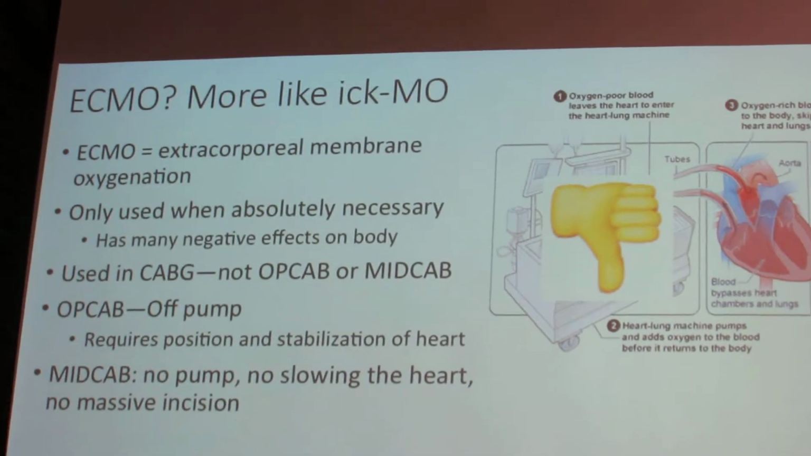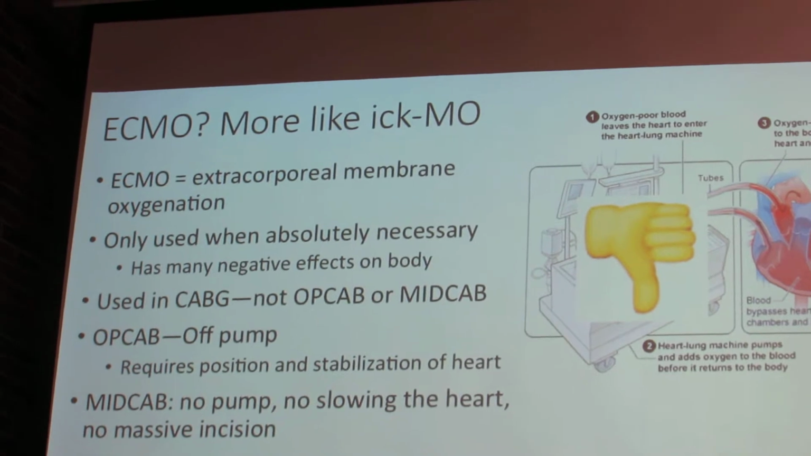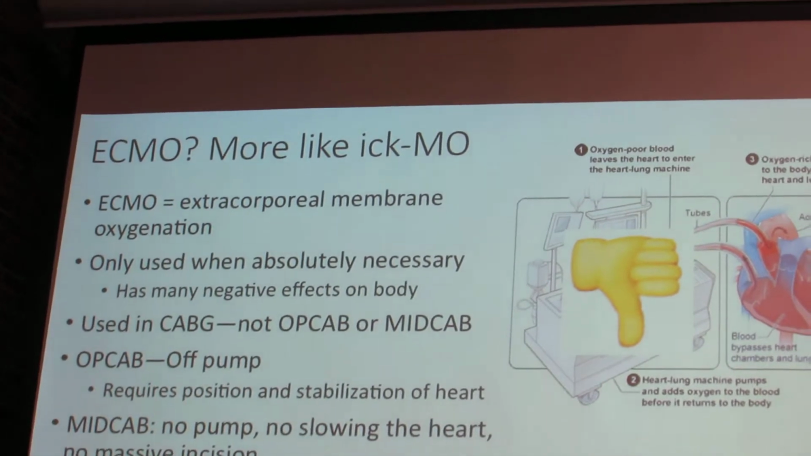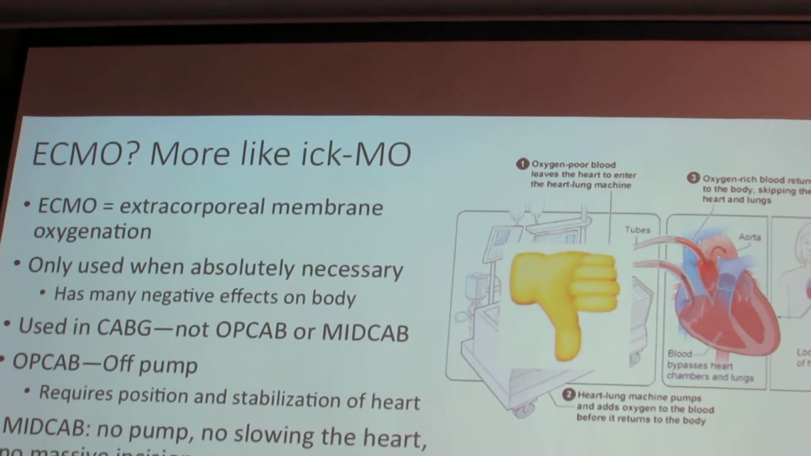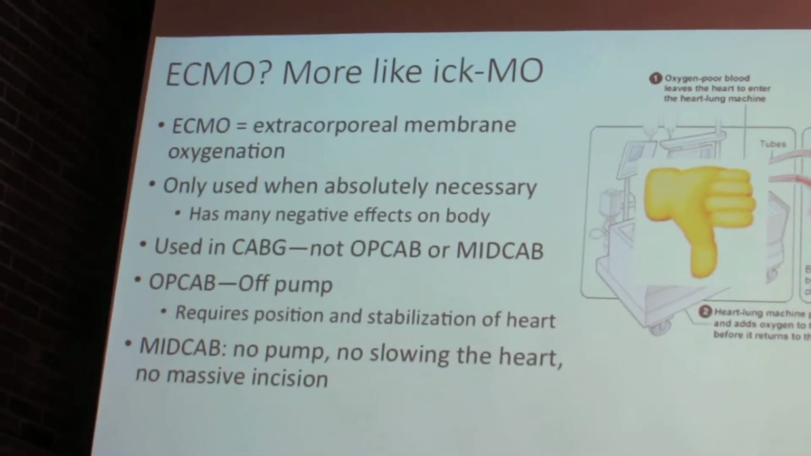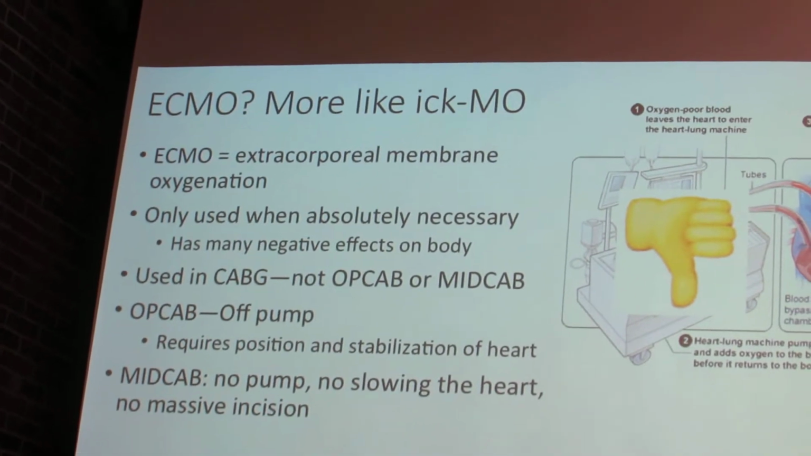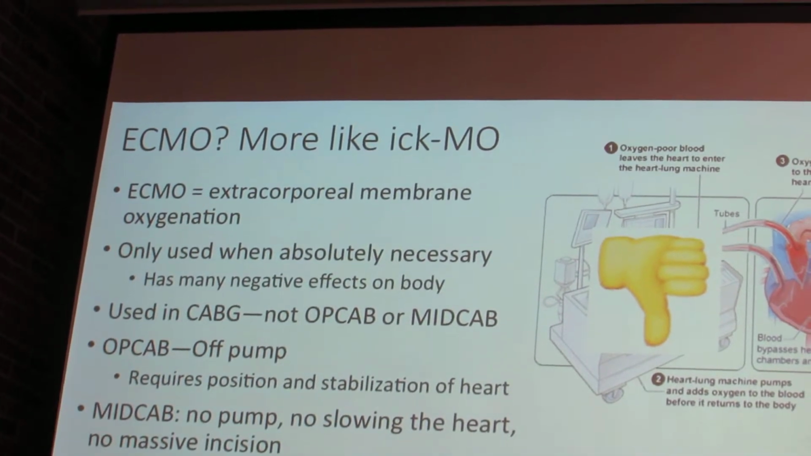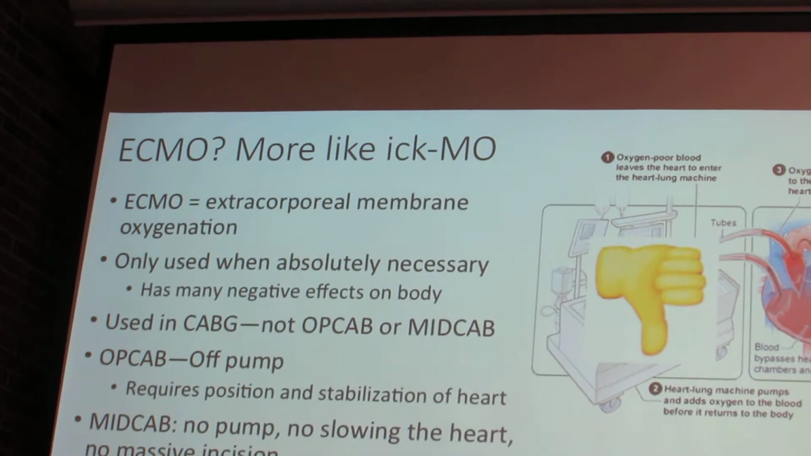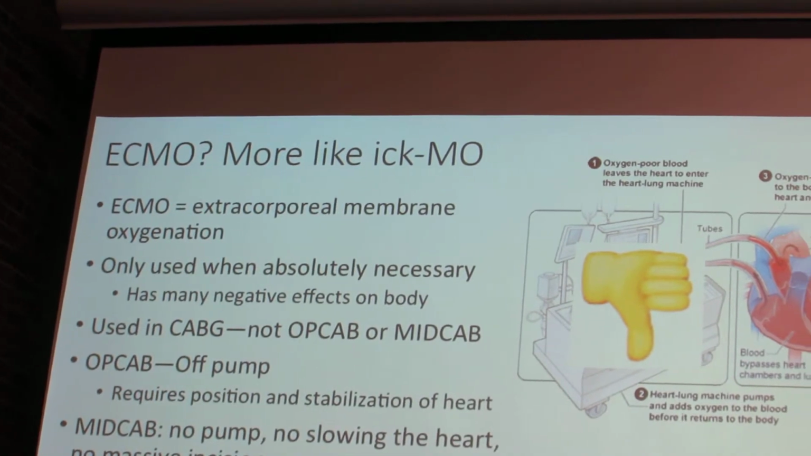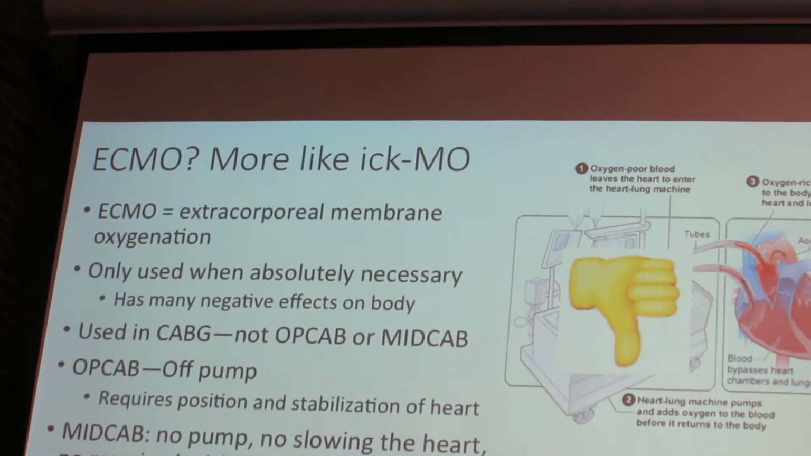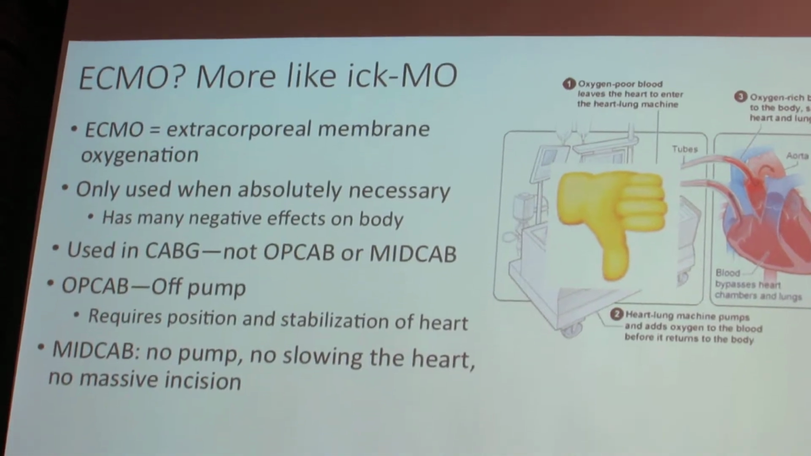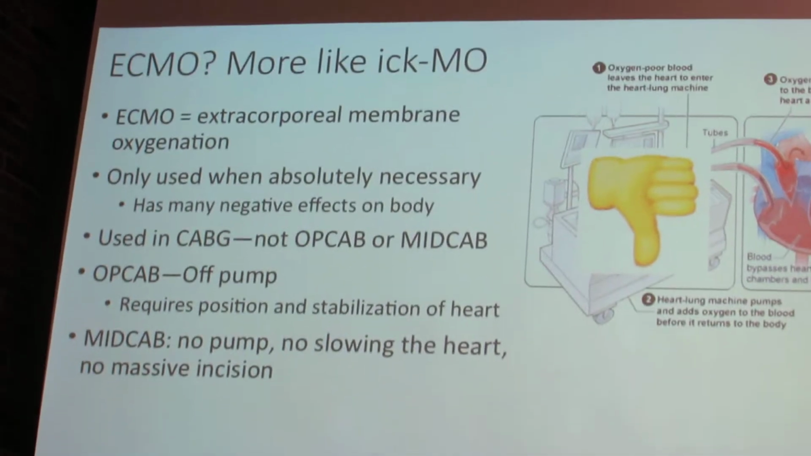So basically, you're cutting your chest open and you're futzing with your heart, and you're sewing things together, and you're cutting things up. Your heart can't really do its job while this is happening. So basically, you take all of the deoxygenated blood, send it through a huge tube into this machine. It does its thing. It becomes oxygenated. Simple enough. It has many negative effects in the body. It's used in CABG. It's not used in off-pump CAB. Remember, off pump, and it's not used in mid-CAB because it's minimally invasive, and you're only really doing 1 to 2 arteries at a time.